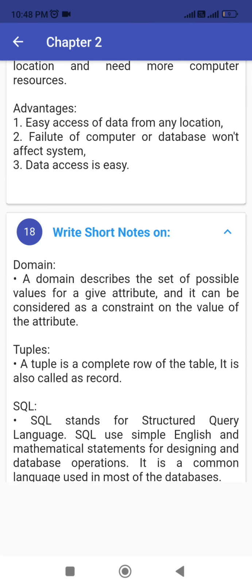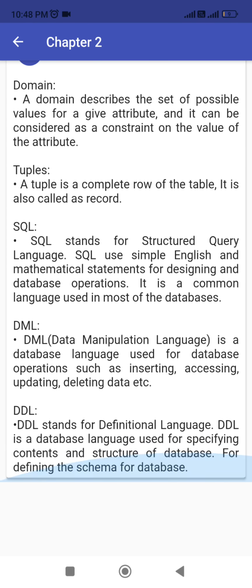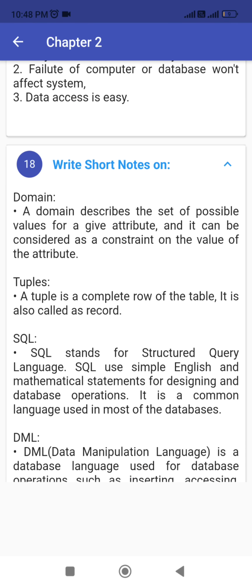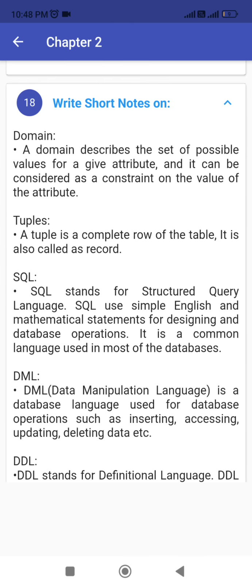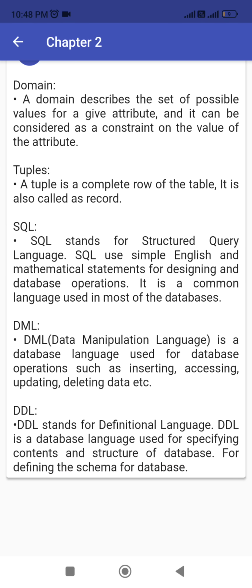Question 18, the last topic: Write short notes on. Domain describes the set of possible values for a given attribute and it can be considered as a constraint on the value of the attribute.